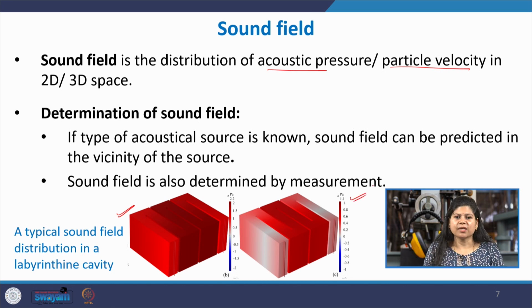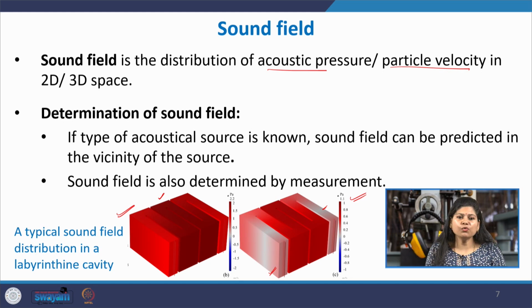This figure is taken from our own research work, which has already been published in a paper. We had developed a labyrinthine cavity and we were observing the sound pressure level distributions across it. So, using such contour plots, we can come to know that okay, here we have the region of high pressure, here we have the region of low pressure, and so on. So, it is a variation with respect to space.